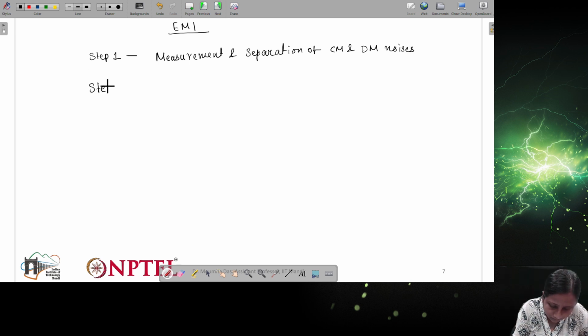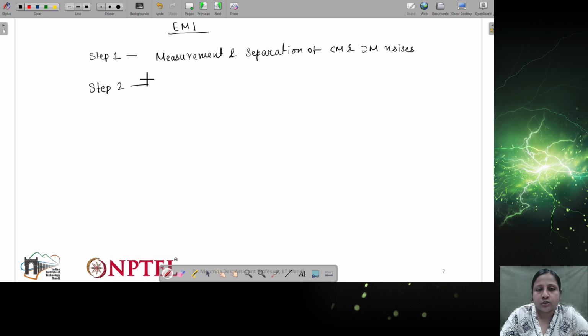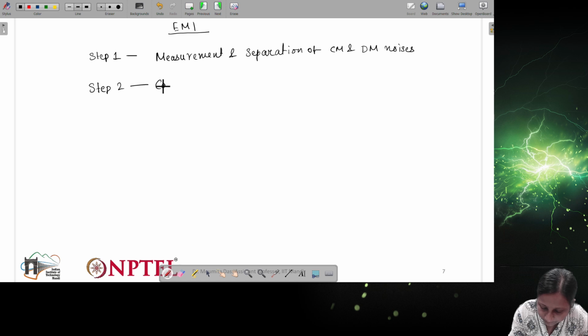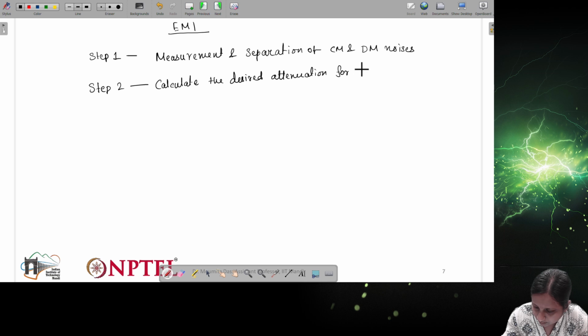Step 2. Now you know about different noises. You can separate out these noises, but first we have to measure. We have to know how to measure. Then once we measure, what will step 2 be? Once we have the information, then we have to calculate the desired attenuation for the CM component.